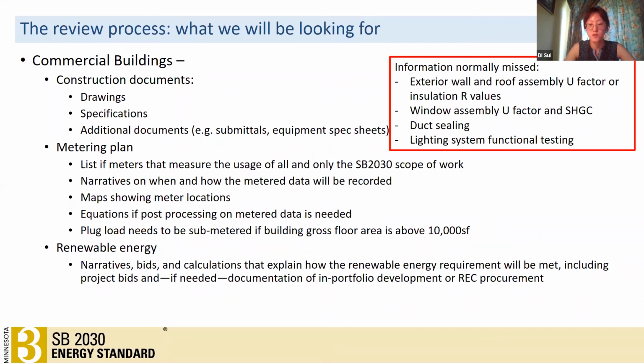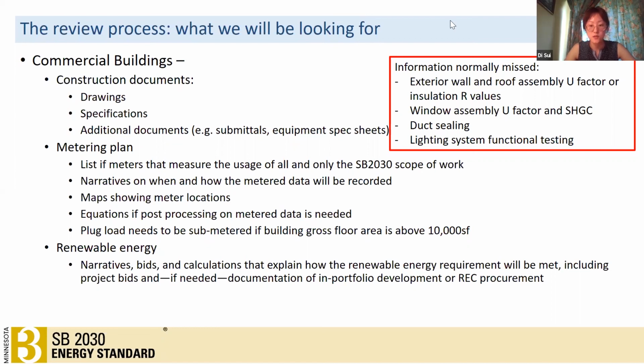And also the specifications need to have a narrative that there will be lighting system functional testing. And sometimes we do see HVAC equipment efficiency that is also not marked in the mechanical schedules in the drawings. So either a model number, or if you want to submit spec sheets, that will be great.